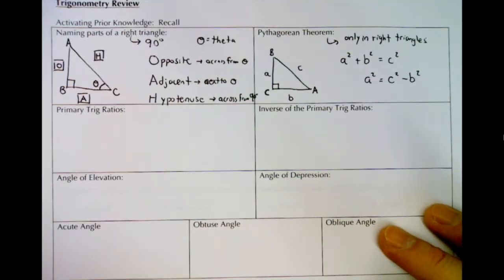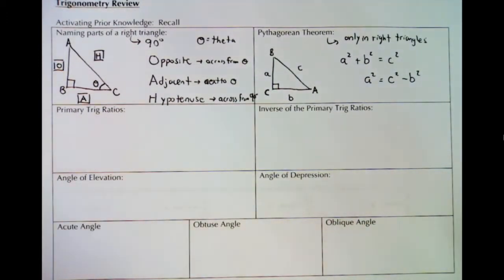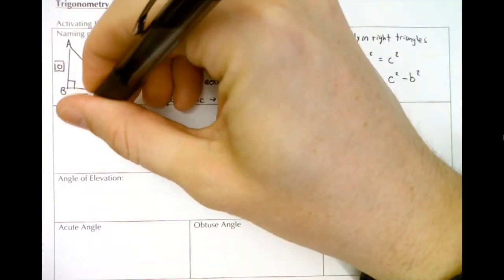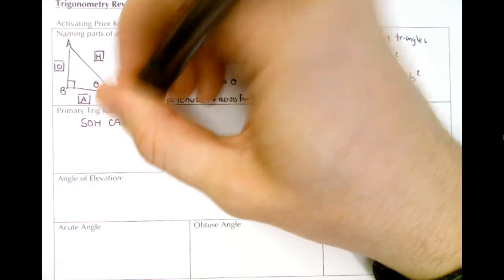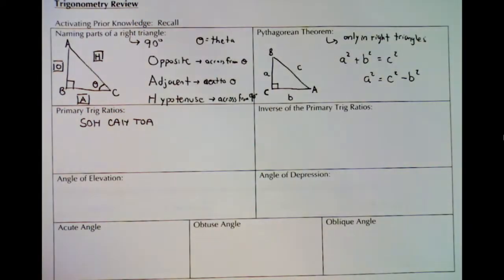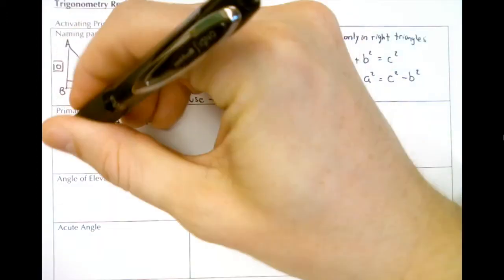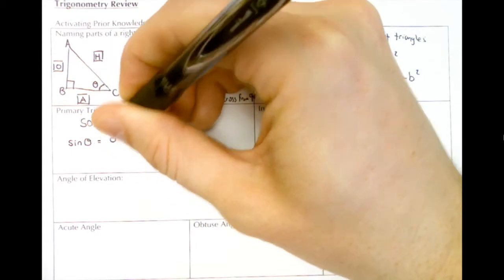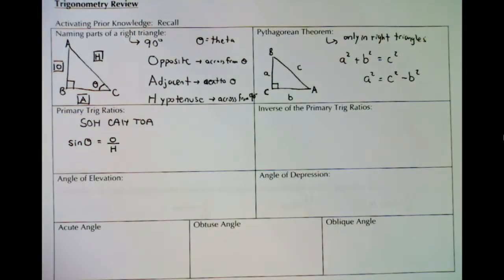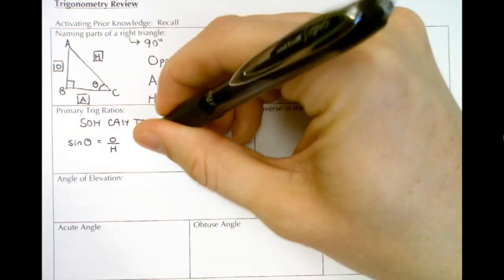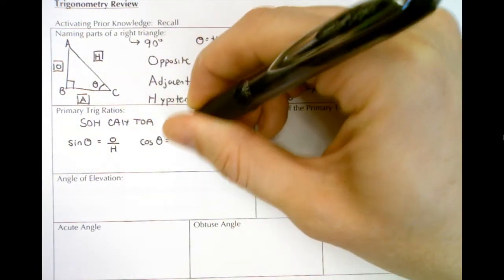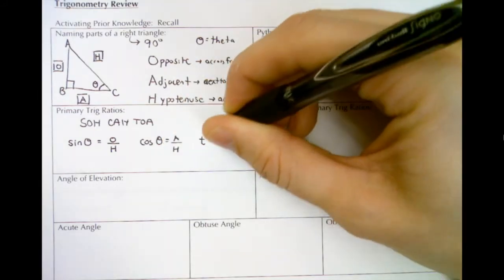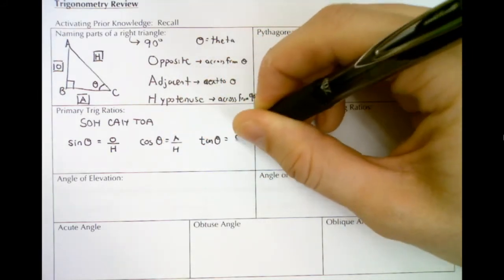Why do we need to know how to label a right angle triangle? Well, in grade 10 you learned SOHCAHTOA. And SOHCAHTOA is something that helps you remember the three primary trig ratios. And these three primary trig ratios are: sine of an angle is equal to the ratio of the opposite and the hypotenuse sides. Cos of an angle is equal to the adjacent over the hypotenuse. And tan of an angle is equal to the opposite over the adjacent.